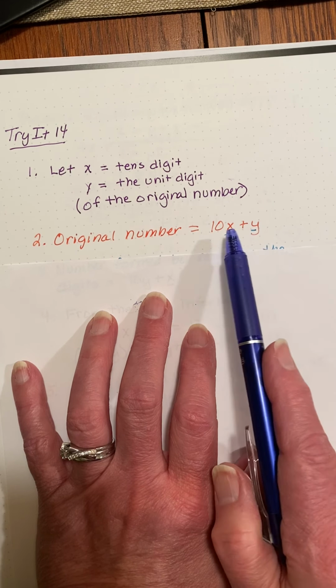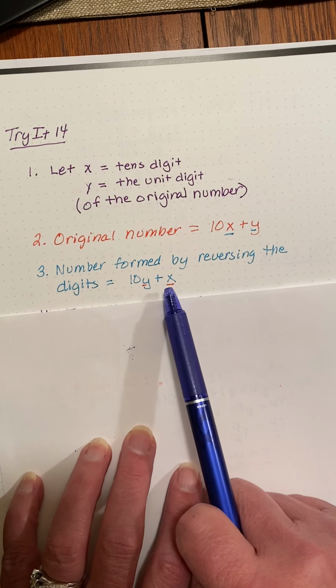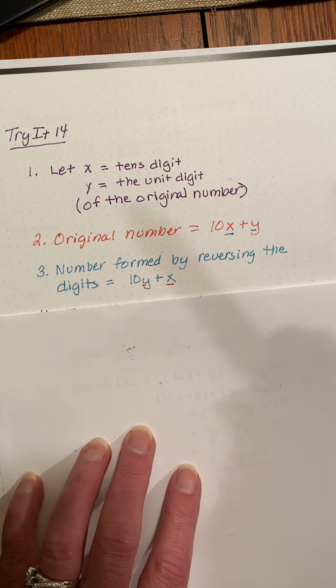Whoops, turned the page too soon. So far, I've set up the original number and then the reversal. Now I can put these two things into the additional information, because it says the sum of the digits in a two-digit number is 13.